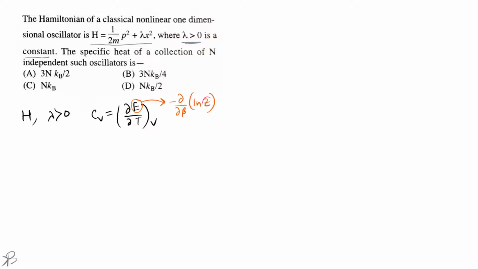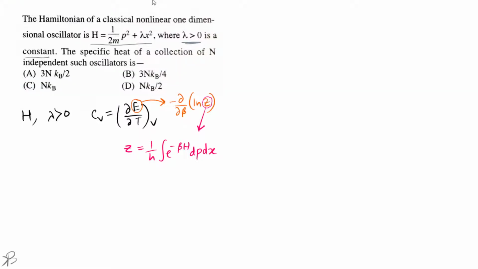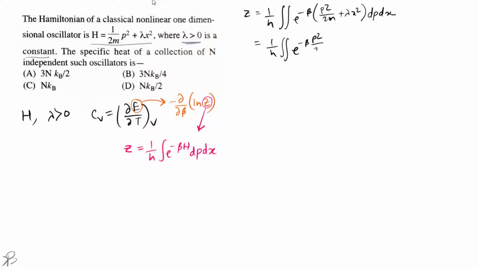Now the Z, that is the partition function, is written as Z equal to 1/h times the integration of e^(−βH) dp dx. These are quite standard formulas which you can check out from any book. So let us simplify. Z equal to 1/h. Now if we substitute the value of H, it will be e^(−β(p²/2m + λx²)) dp dx. Now if we separate, it will be the integral of e^(−βp²/2m) dp, and another integral of e^(−βλx²) dx.